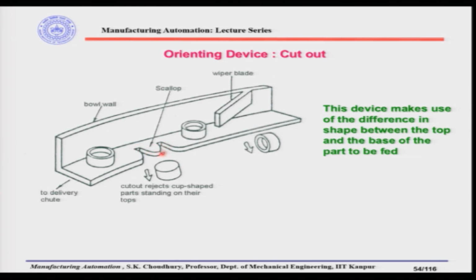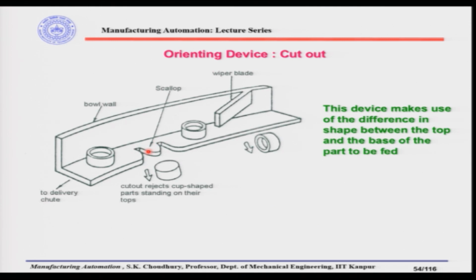Here there is a scallop. Depending on the inner diameter of the part, the scallop is made in such a way, and a scallop is simply a cutout. This cutout is made in such a way that if the parts are coming with the heavier side up or the open side down, they will not be able to negotiate this space, and they will be rejected. So, these scallops, this kind of orienting device, are also passive devices, and they will reject the parts rather than reorienting them.